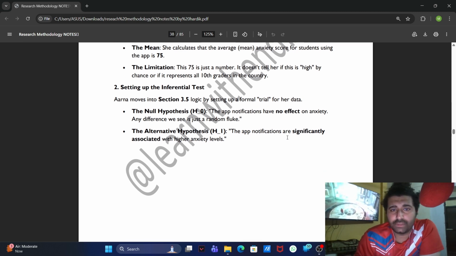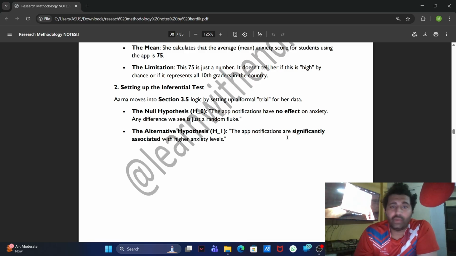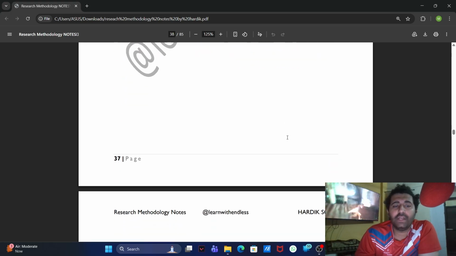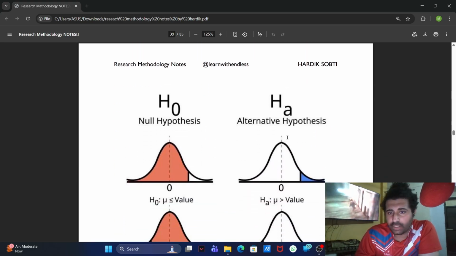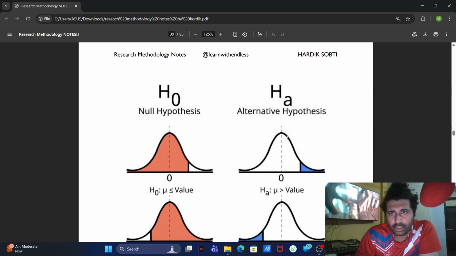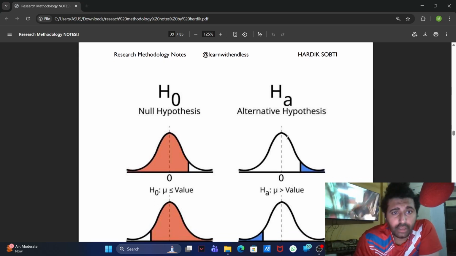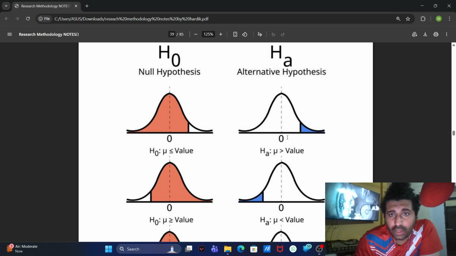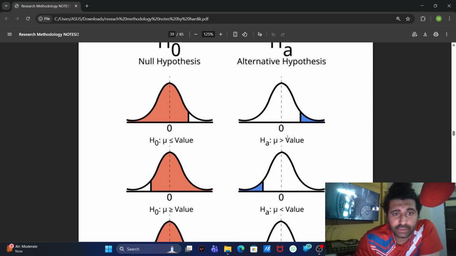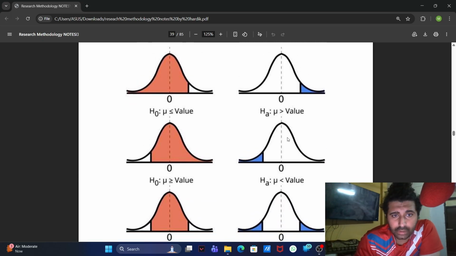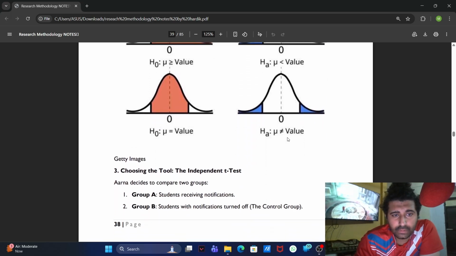The null hypothesis: the app notifications have no effect on anxiety. Any difference we see is just a random fluke. The alternative hypothesis: the app notifications are significantly associated with high anxiety levels. Here is the diagram, the demographic representations of the data. You can see the null hypothesis and the alternative hypothesis. Here are the results.